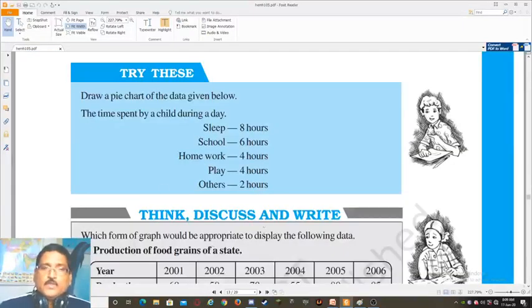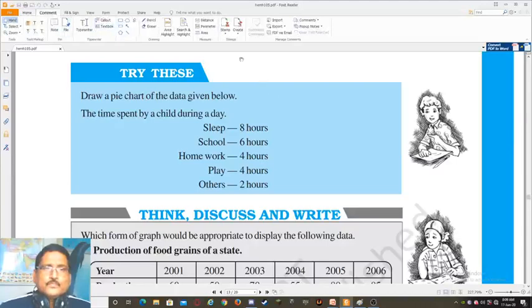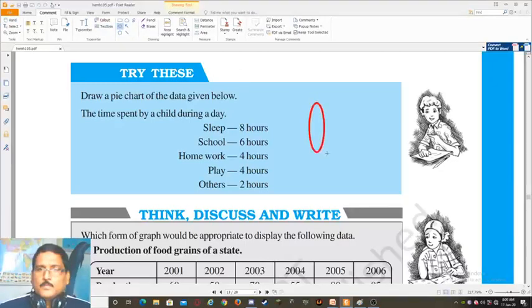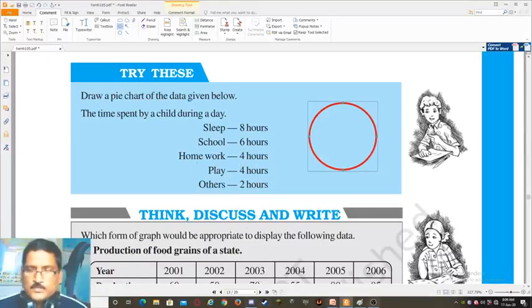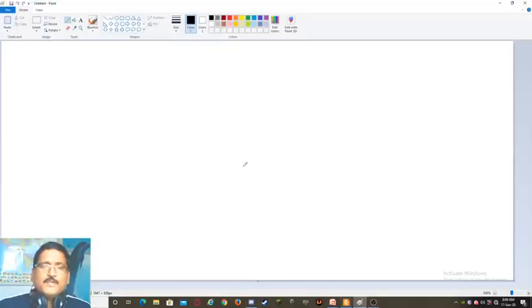Now here also, a child draws a pie chart of the following: 8 hours, 6 hours, 4 hours. I have done in my presentation only how 24 hours are being utilized. I can do it here also. You see, I have to represent each hour in a circle, so you cannot draw it here. So take the help of Paint.